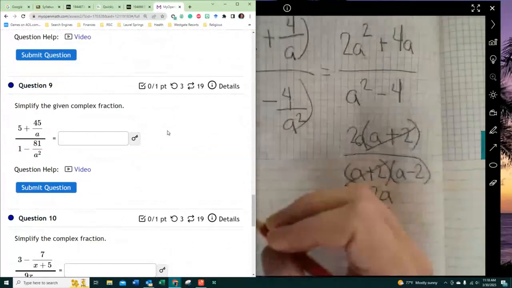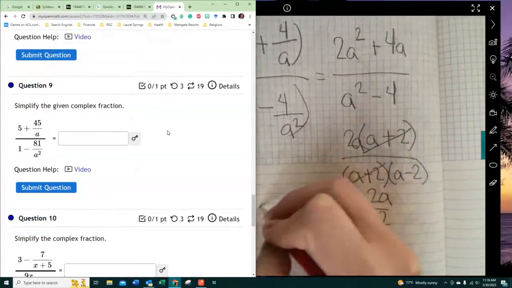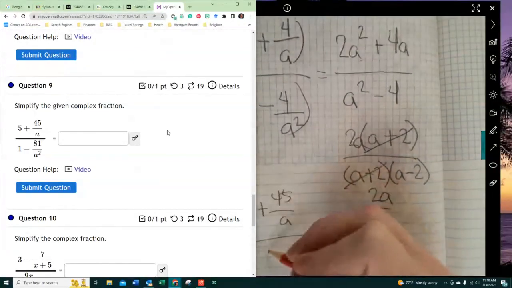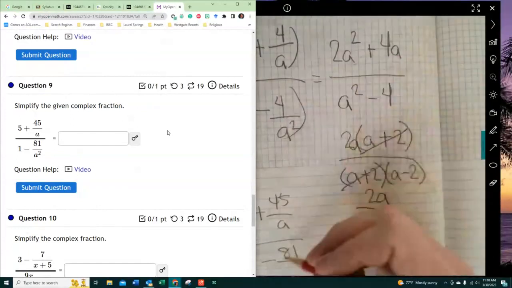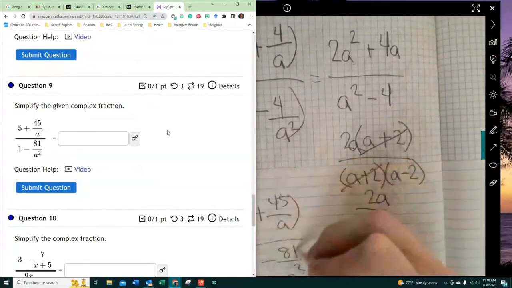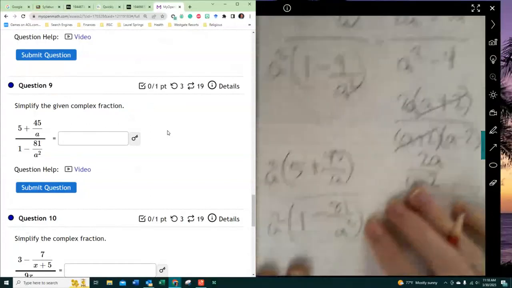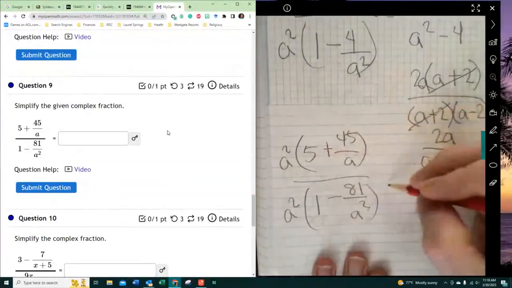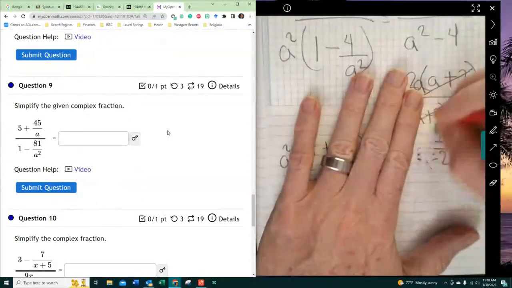Now let's take a look at number 9. Okay, so we have 5 plus 45 over A, and then we have 1. This one almost is feeling like the last one we just did, doesn't it? Where we're going to multiply both top and bottom by A squared. Okay. Now, with that being said, I'm kind of crashing in this other problem, and I'm going to erase this part, okay?